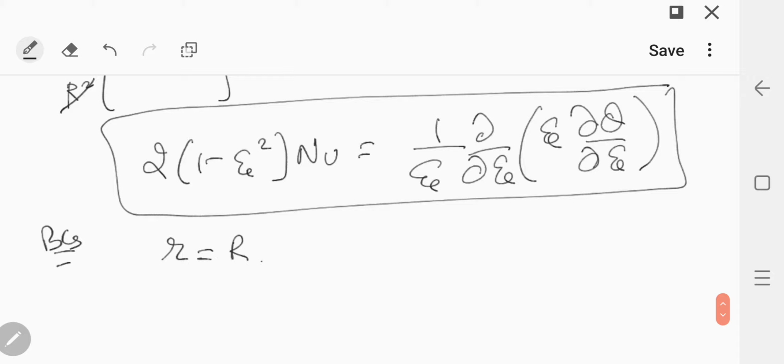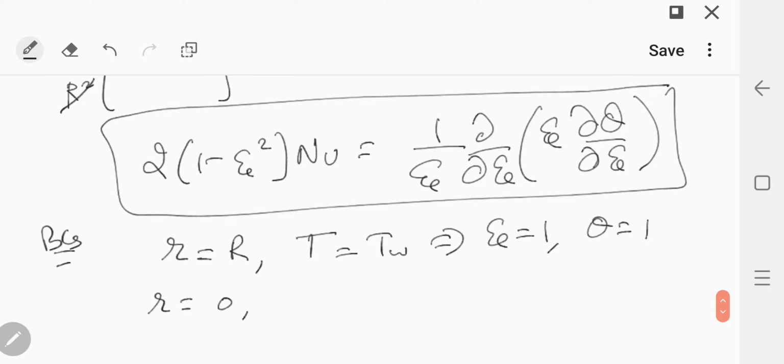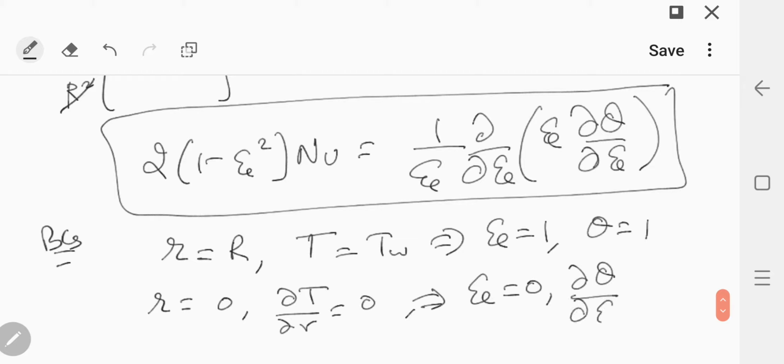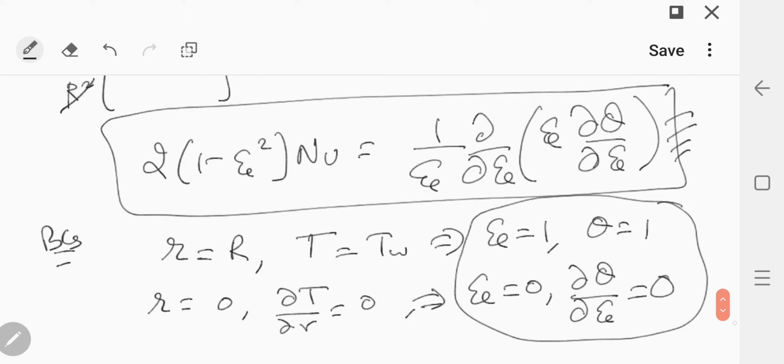At r equal to capital R, that is at the wall, the temperature was Tw. So when T is Tw, what will be zeta? For zeta equal to 1, theta will be 1. At the center, at r equal to 0, the gradient was 0. So that means when zeta is 0, we have del theta by del zeta as 0. So we're going to solve this equation with respect to these boundary conditions.